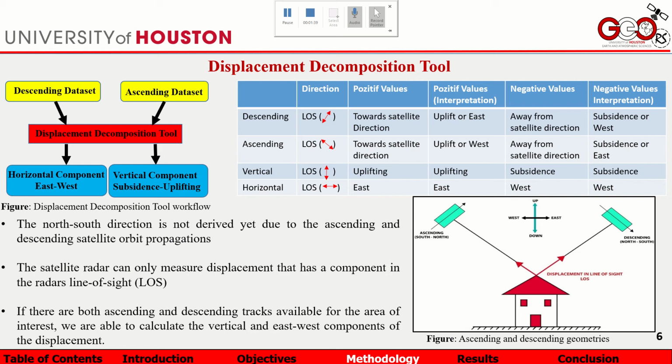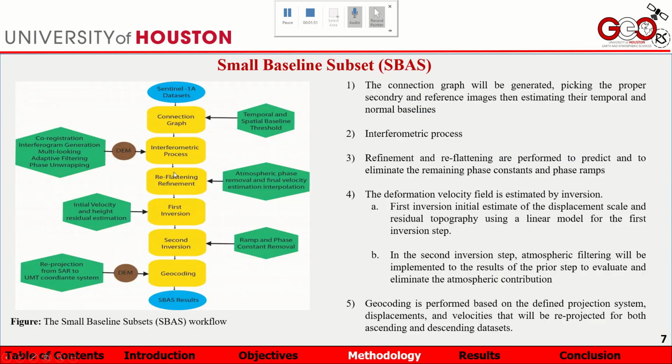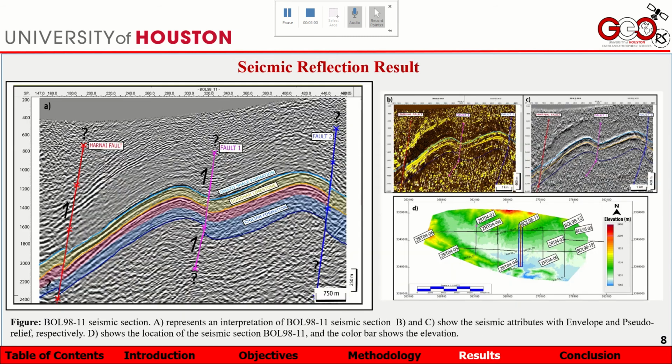Otherwise, we are only able to see movement towards the satellite direction or away from the satellite's direction, as you can see here. So I use this tool to understand the horizontal and vertical components in my research. The method that I use in this poster is the small baseline subset.